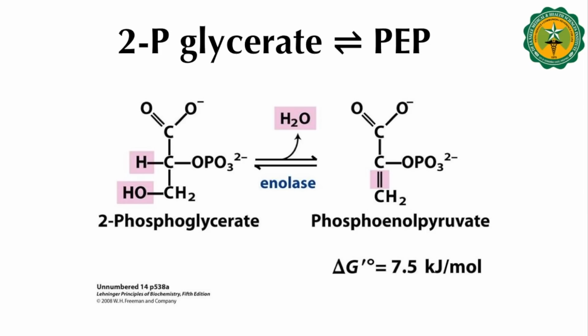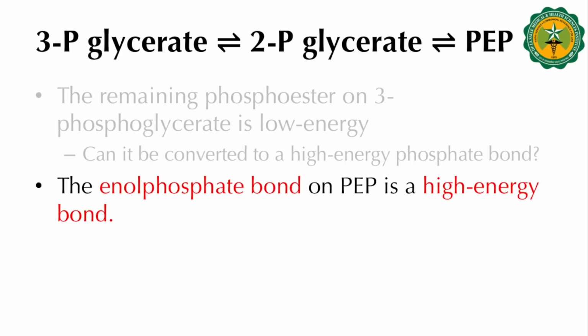The second of this 2-step process involves a reversible dehydration reaction catalyzed by an enzyme called enolase, which is also known as phosphopyruvate hydratase. The product of this step is phosphoenolpyruvate, which can be abbreviated as PEP. This step is actually the ninth and penultimate step of glycolysis. The enol phosphate bond on PEP is a high energy bond. And that is basically how the low energy phosphoester on 3-phosphoglycerate is converted to a high energy one.